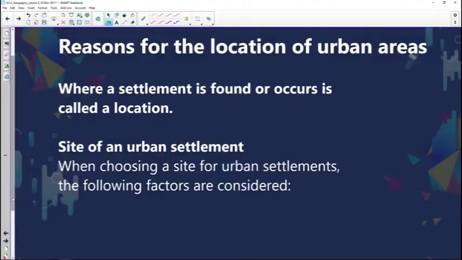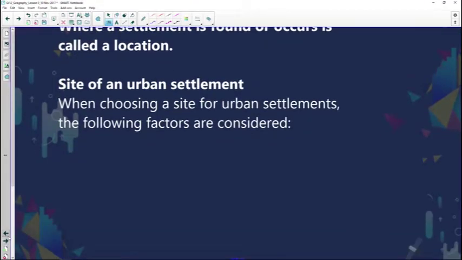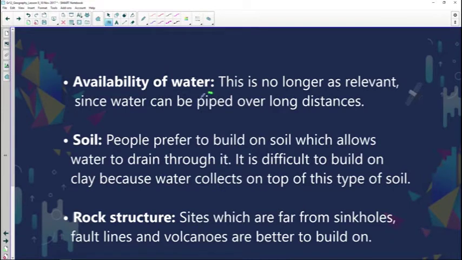Now, very importantly, when we choose the site of an urban settlement, we need to look at the following factors, and they are the availability of water. Now, if we're going to get a large population living in an area, settle down in an area, there needs to be water. Now, keep in mind, if we look at urban settlements, we focus on secondary and tertiary activities. Secondary activities, manufacturing and processing. Now, these industries need water to be able to make the company work or the factory work.